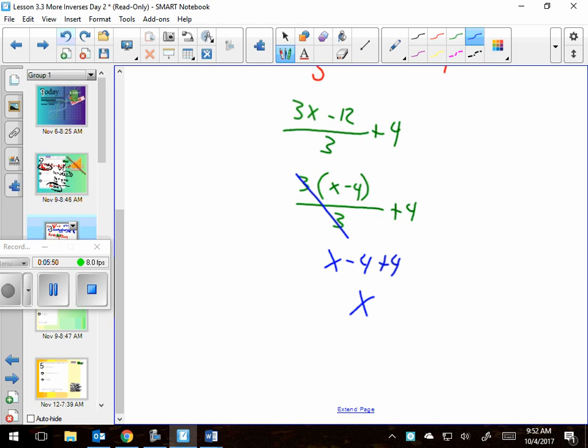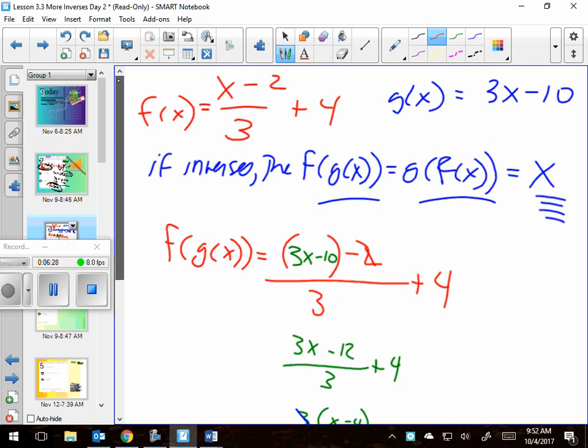Am I done? Nope. You also have to show that g of f of x will come out to x. So that's our next step. Would you do this one from start to finish? g of f of x. Scroll up, figure out what g of f of x would be.